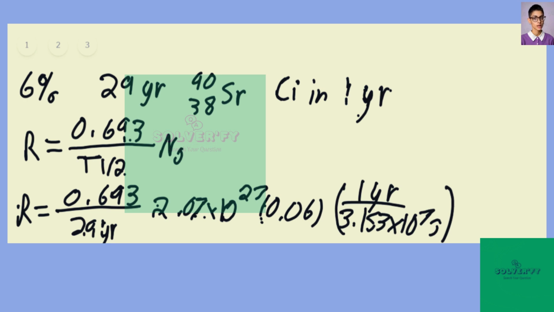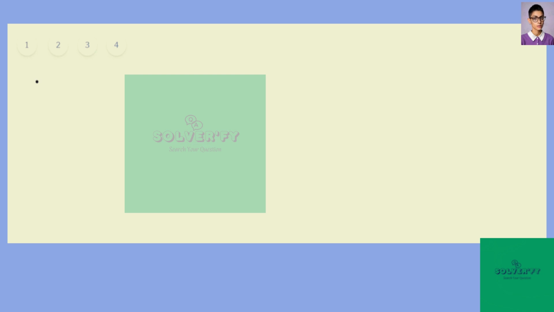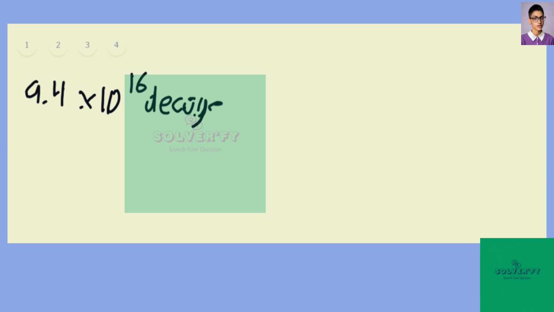When you multiply all of that out, you get 9.4 times 10 to the 16th decays per second.